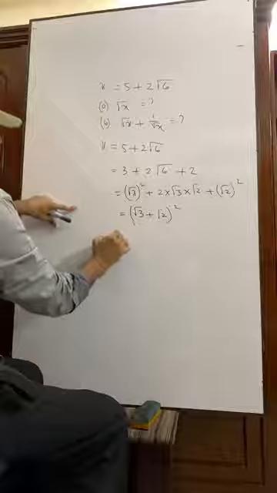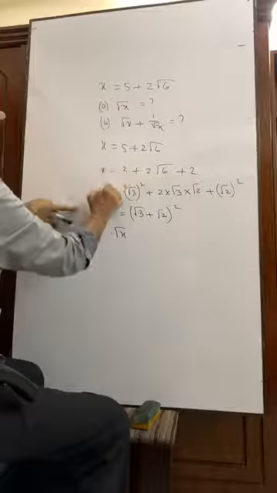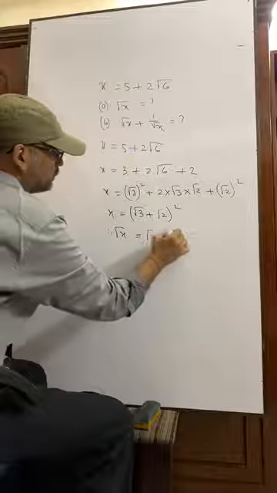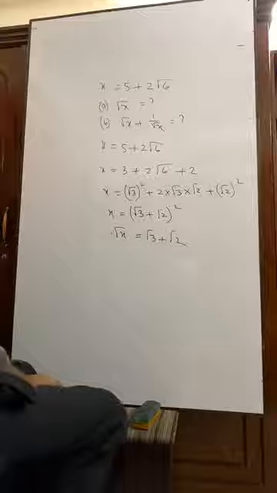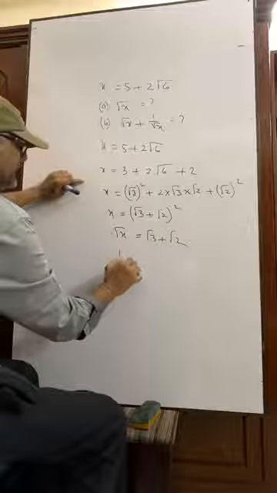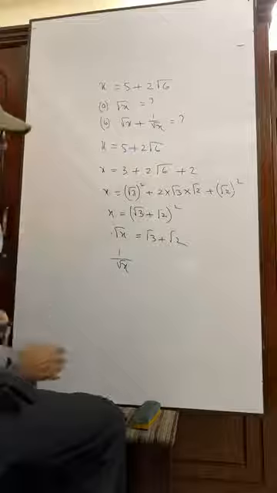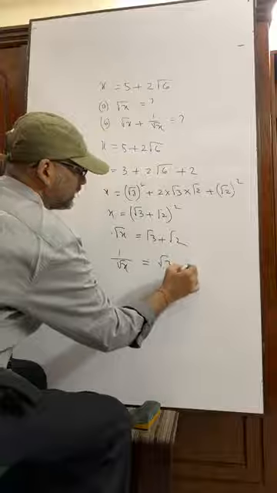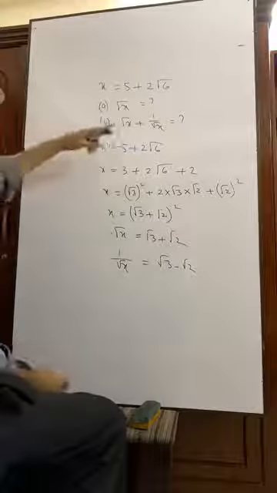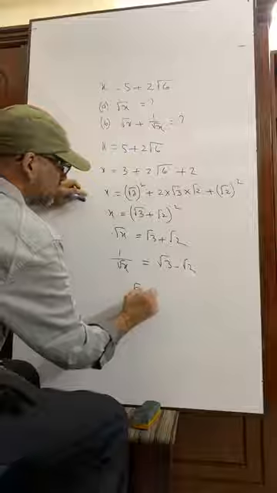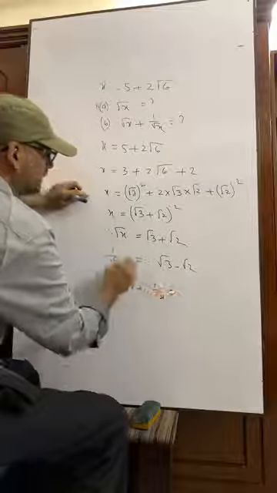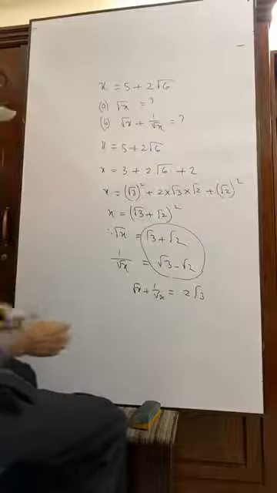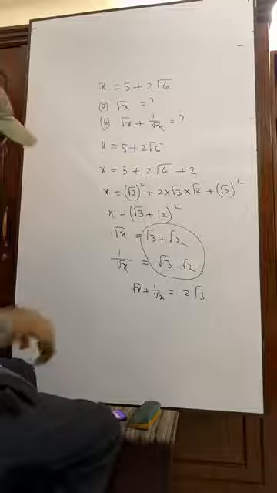That is root over x. This was x, this is x. So root over x equals what? Root 3 plus root 2. And you know, if it is 1 by root x, it will be what? Root 3 minus root 2. I know that you know it. So root x plus 1 by root x, if these are added, we will be left with 2 root over 3.